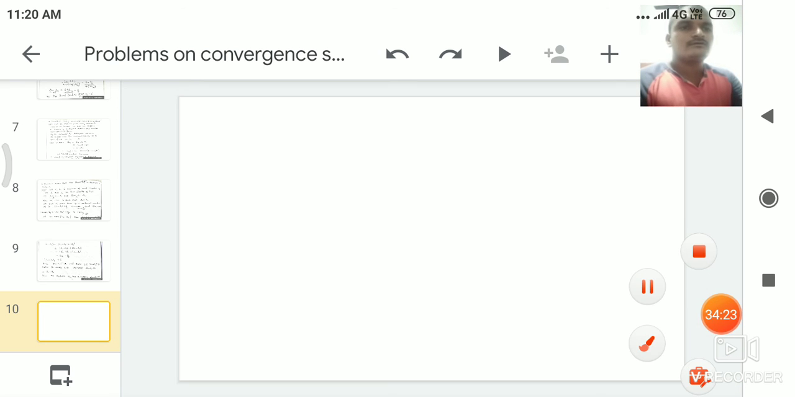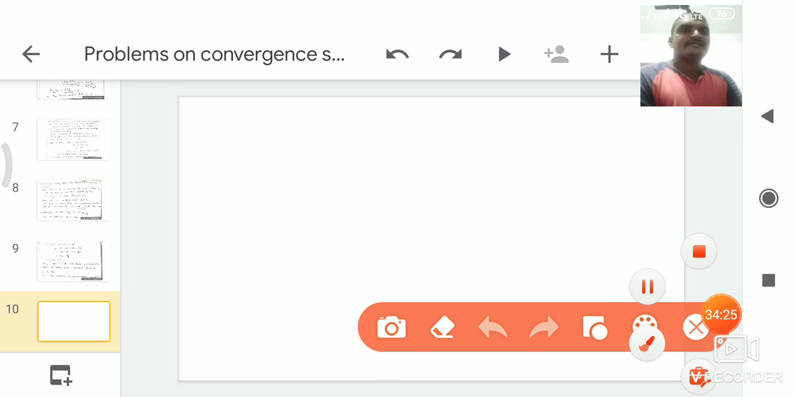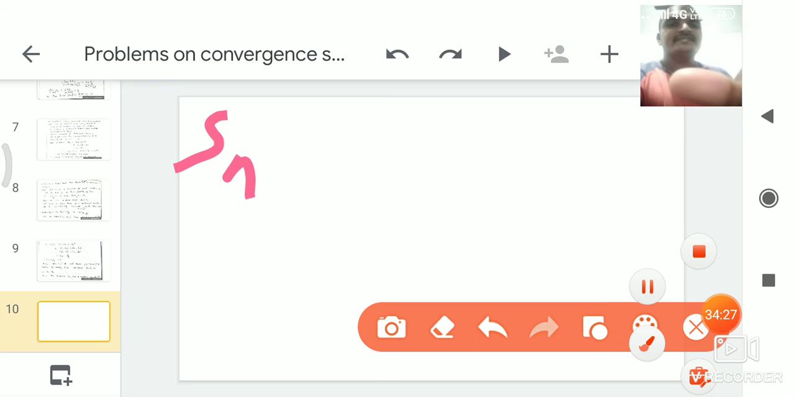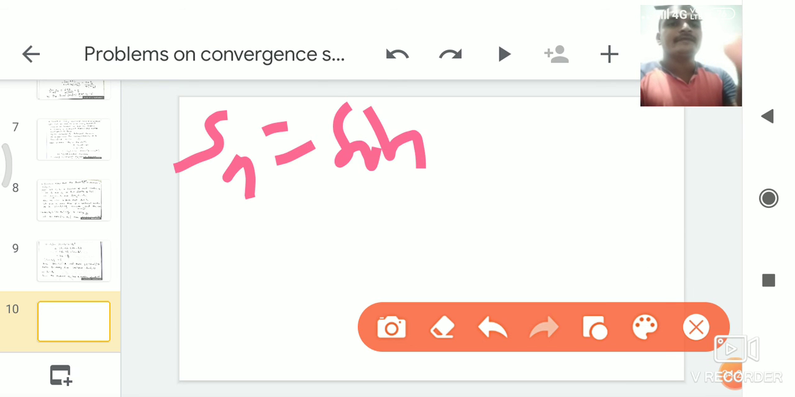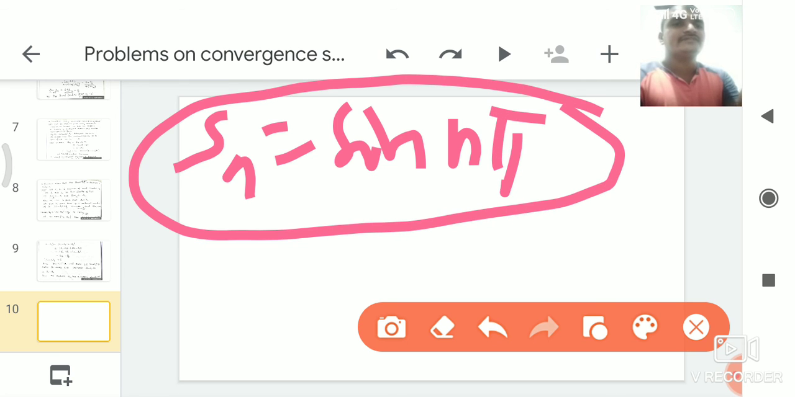Next we see some of the problems from trigonometric sequences, for example Sn is equal to sin n pi. Is this a convergent sequence or a divergent sequence? By using the definition of convergent sequence, we cannot check whether the sequence is convergent or divergent.